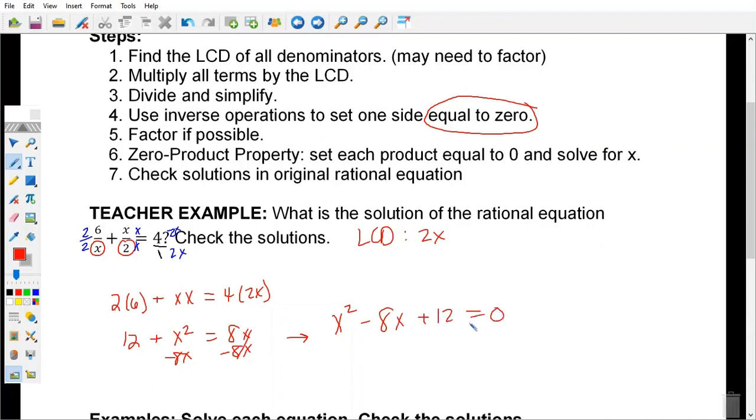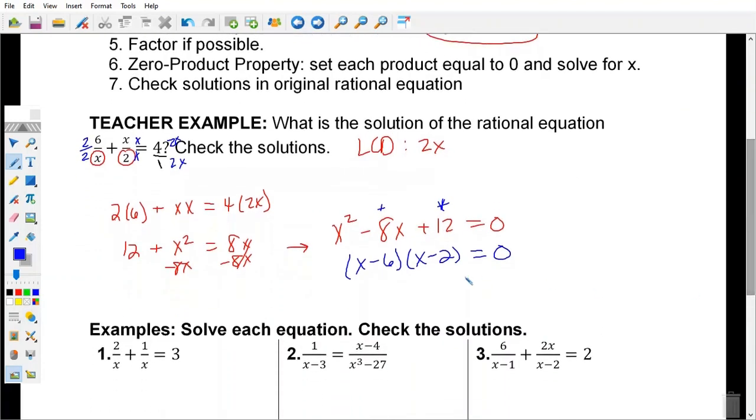Now this is just a quadratic, a simple quadratic at that. So I'm just going to factor it. So I'm asking myself what multiplies to give me 12, what adds to give me -8. And that would be x minus 6 and x minus 2. That's because -6 plus -2 is -8, and -6 times -2 is +12. Okay, so from there, I can now say that x equals 6 and x equals 2 are my two possible solutions. Okay, so the last step is saying to check your solutions in the original rational.